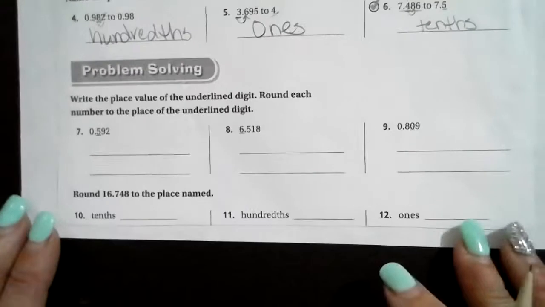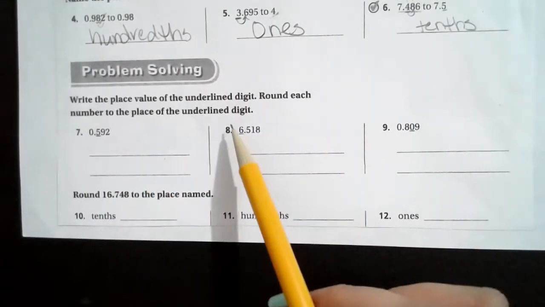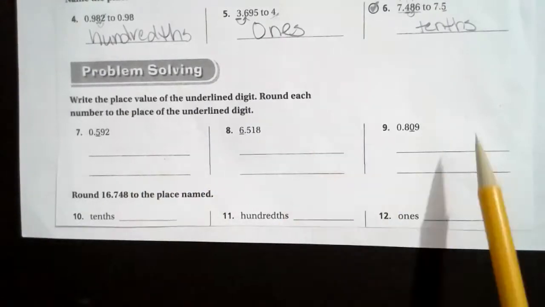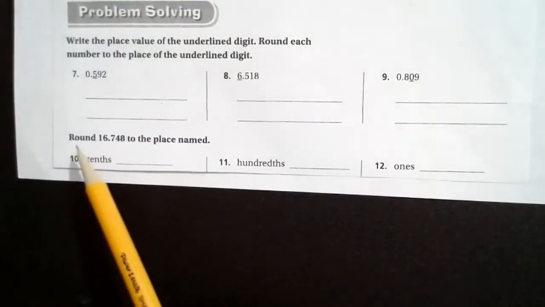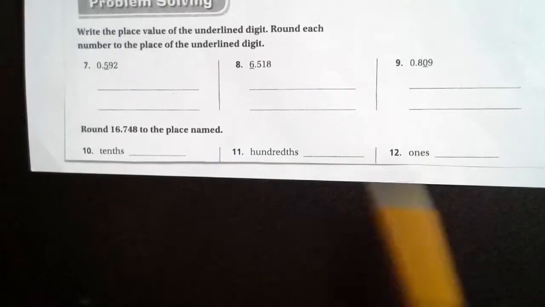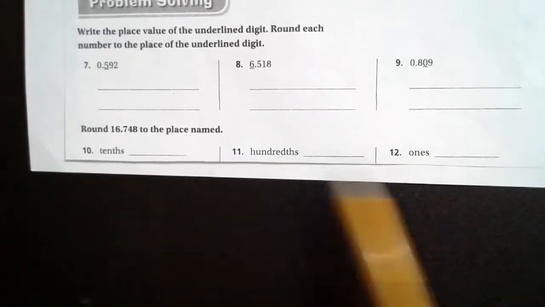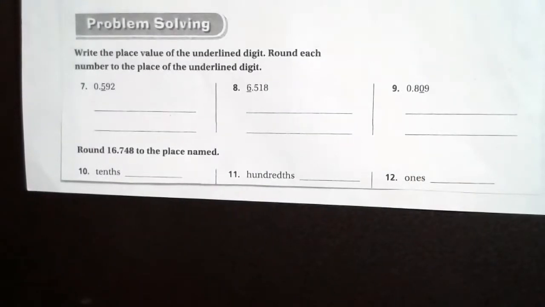Okay, bottom of the paper. Write the place value of the underlined digit. Round each number to the place value underlined. I want you to do 7, 8, 9. And then again, you've already done this. I want you to round 16 and 748 thousandths by the place value given. So I want you to do all 6 of those and then come back on and check your answers. Pause the video and do them yourself, please.